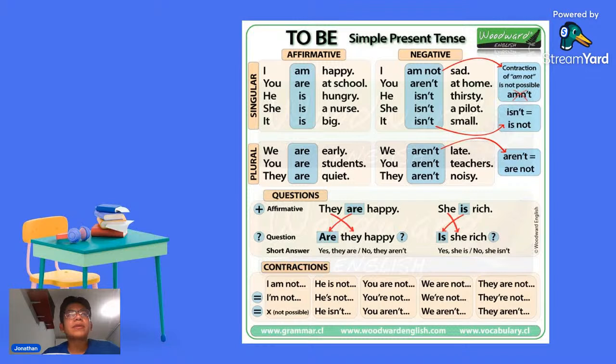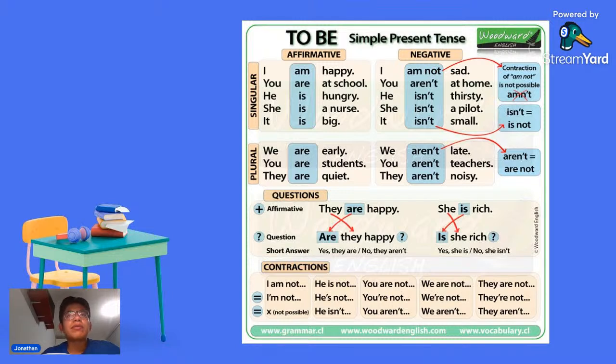And lastly, the structure for the interrogative. Here we change the order: we change the verb to be, and then we add the subject and the complement with the question mark. Here is an example: Are they happy? Or another example: Is he rich? And for the short answer, it would be yes, they are, or no, they aren't.